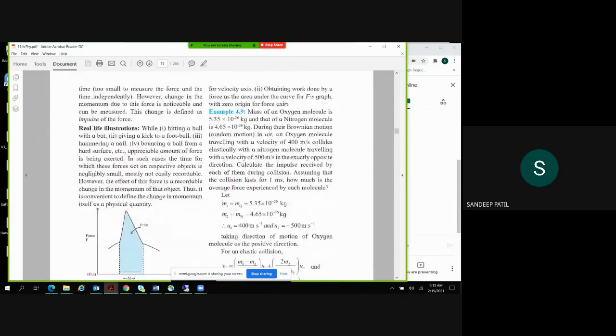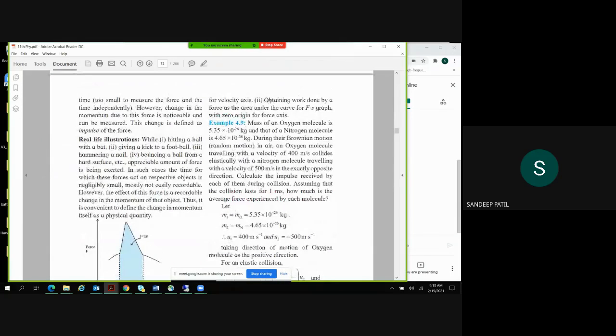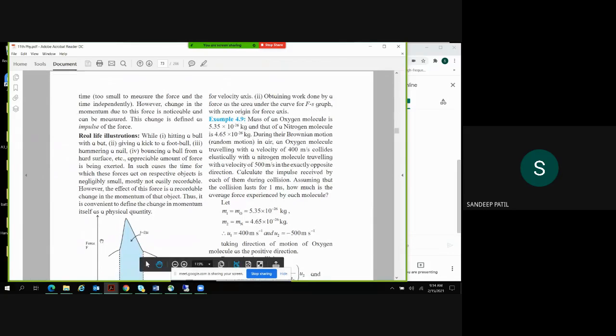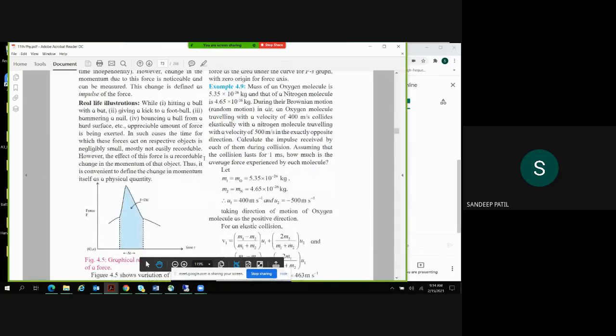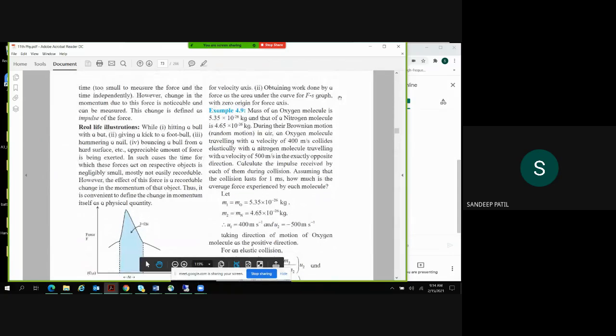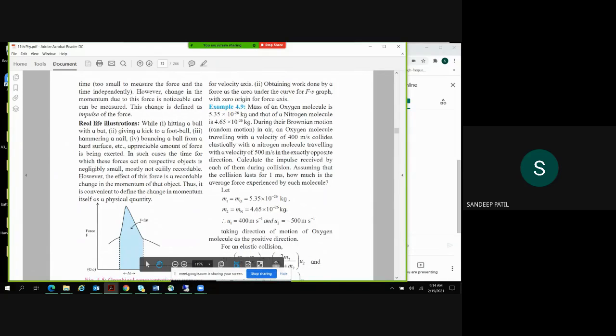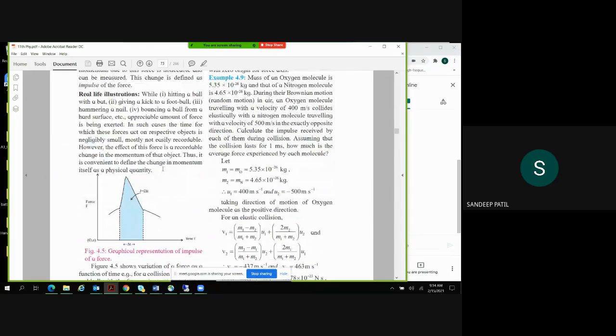A similar type of concept we have to use here also, for obtaining the energy or impulse. What we are trying to measure here is impulse, F into T, force into time. Obtaining work done by a force is the area under the curve of the F-s graph with a zero origin for the force axis. Similarly, we are trying to do the same thing here. So let's try to solve some problems so that this will be more clear.